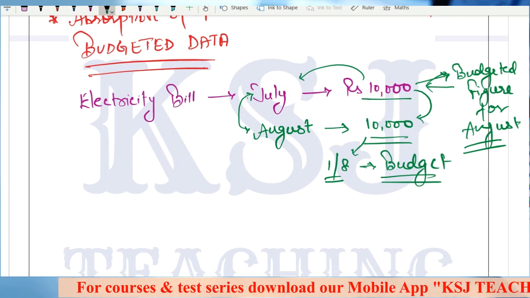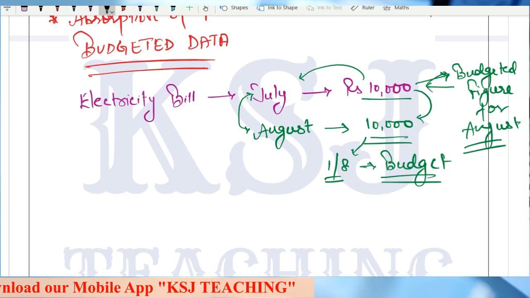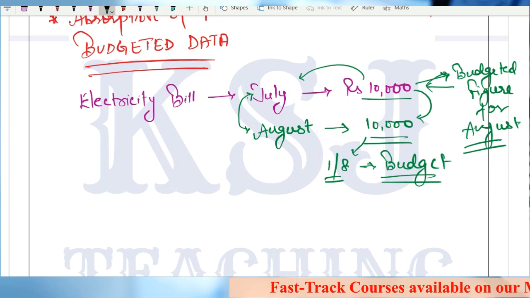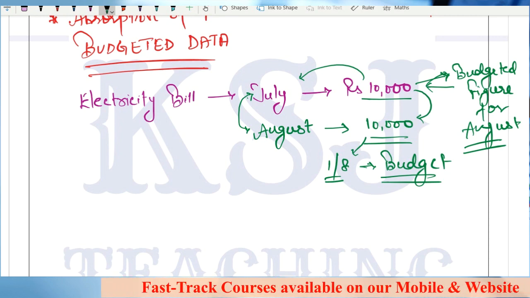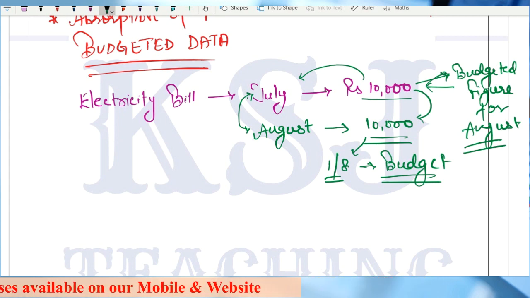What is the purpose of the government budget? We'll study everything in the chapter of budgetary control. Don't worry about it. I'm just giving you one overview of why it is called a budget. The budget says that in the upcoming period, what are going to be our expenditures and what are going to be the revenues, right? In the future. Now, how is this future amount decided? That future amount is decided on the basis of previous experiences.